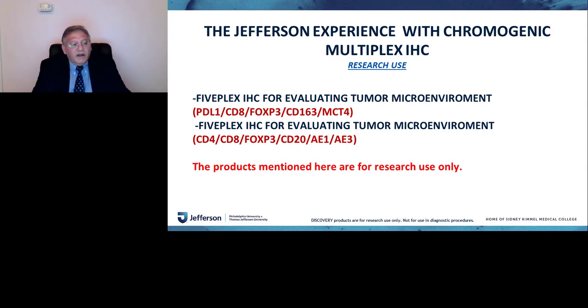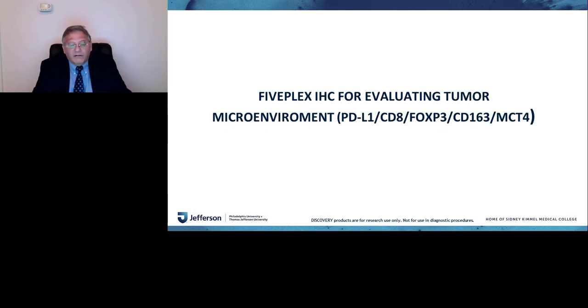The next 5-plex that we did was for non-small cell lung carcinoma, and we decided to use just the CD4, CD8, FOXP3, CD20, and A1. Again, these are research products only, and these are examples of our multiplex that were used in different research settings at Jefferson. We're going to talk about the first 5-plex. This was employed in a cohort of head and neck squamous cell carcinoma.